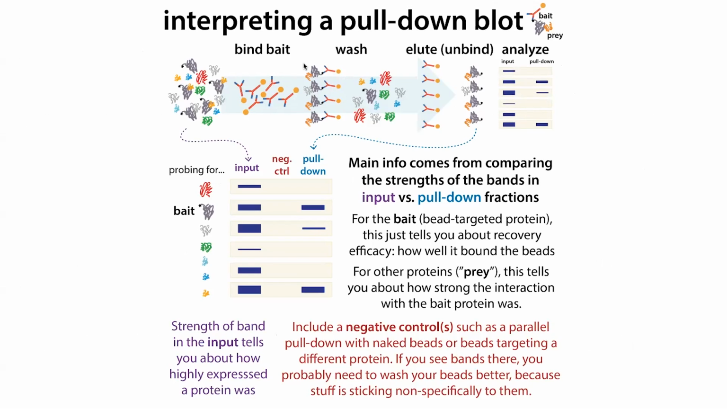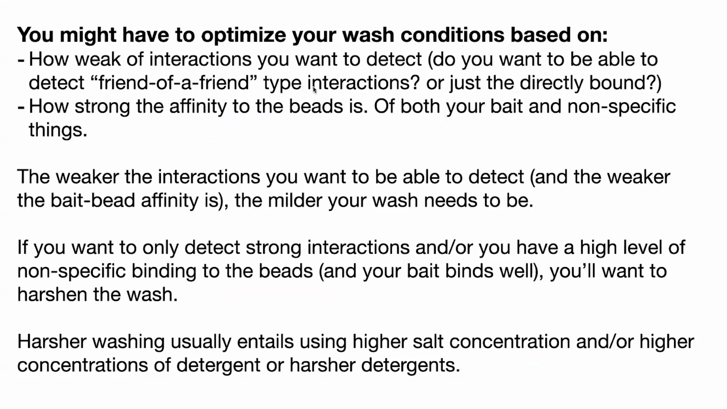So we basically mix our sample with those decoy beads. Then we take the liquid from that, and then we add that to the real beads. This way we should have hopefully pre-cleared some of the things that bound non-specifically to those beads. This is a common way that people reduce some of the signal from those non-specific interactions without having to get too harsh in their wash conditions. But say you do want to make your wash conditions harsher. Typically, this involves using a higher salt concentration and or higher concentrations of detergents or harsher detergents.